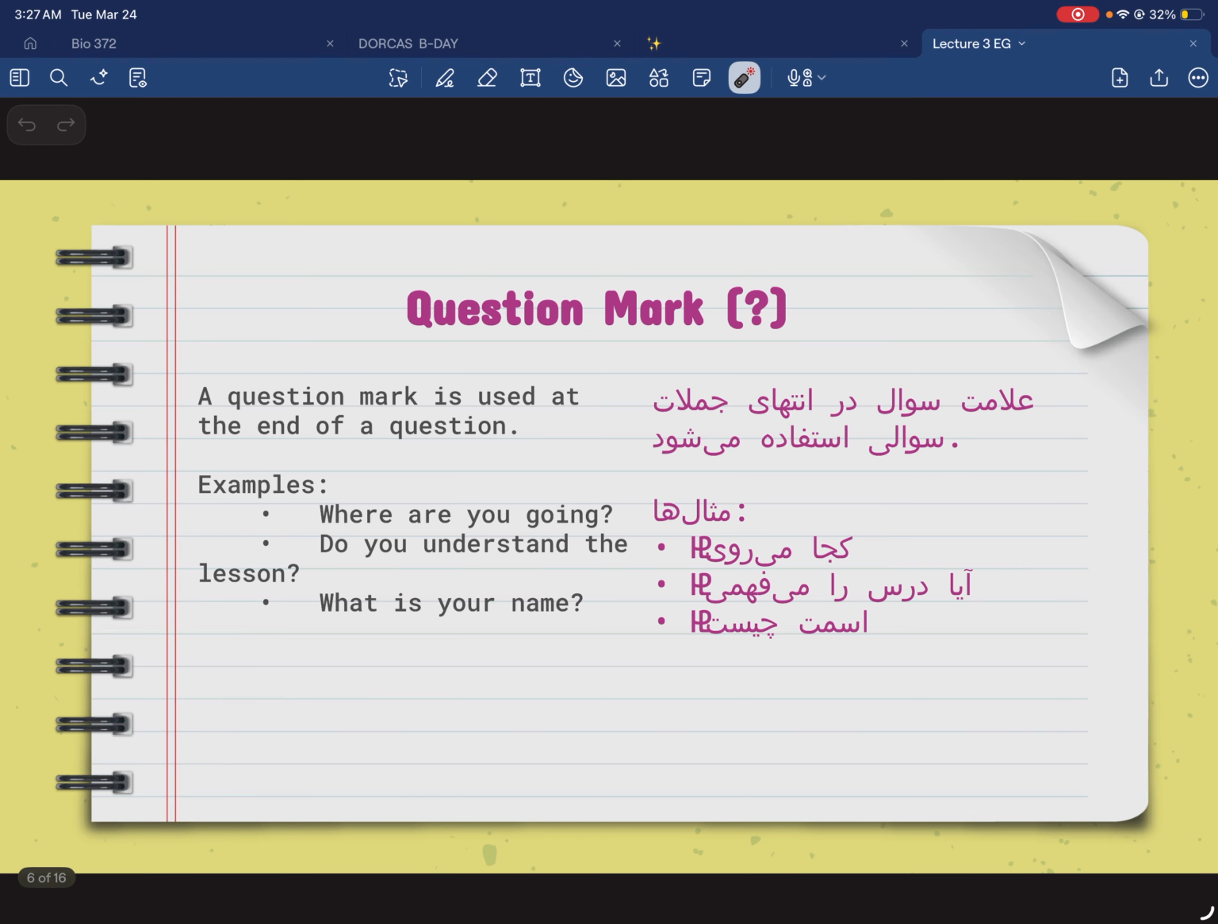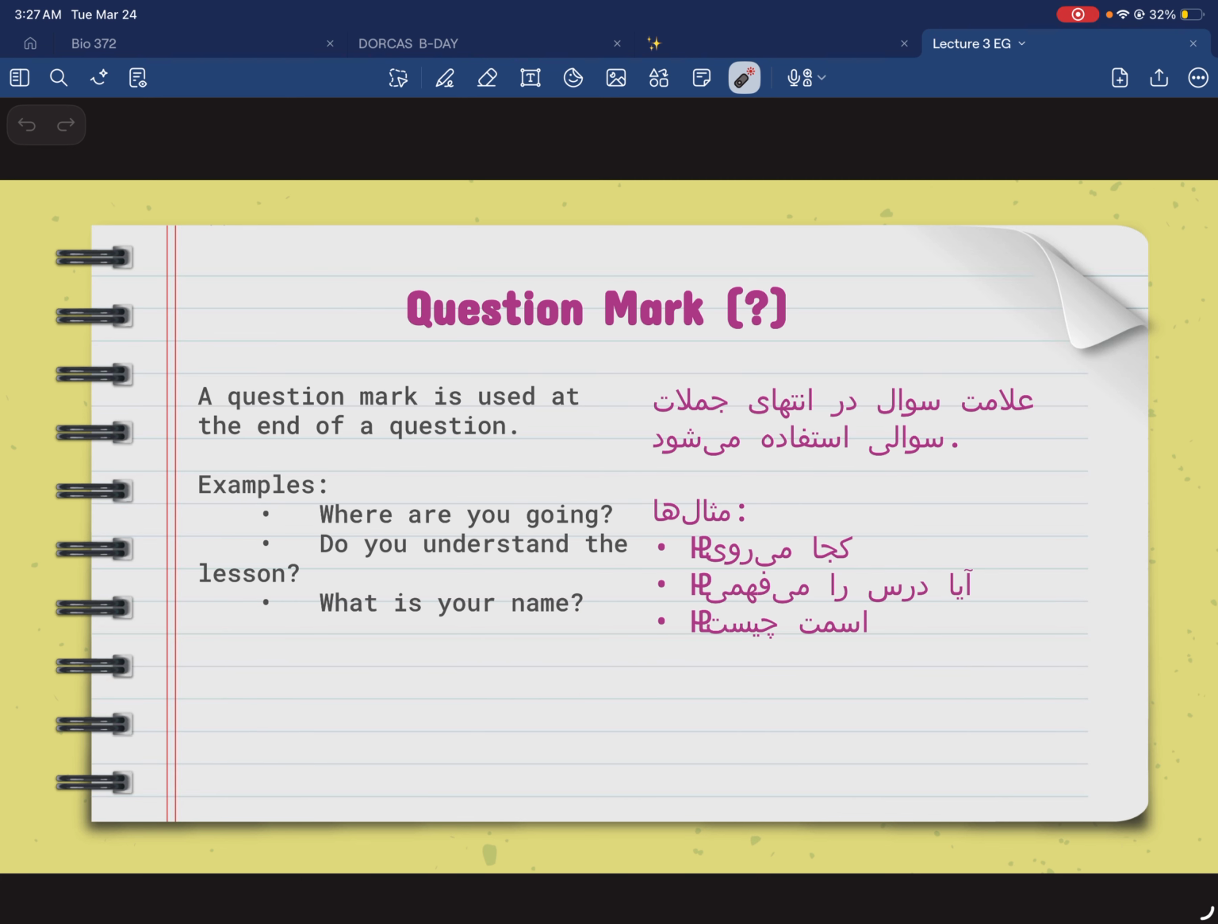The next thing that we're going to learn about is question marks. A question mark is used at the end of a question. So if I ask you a question like, where are you going? If I'm going to write this down, where are you going? I'm going to end it with a question mark. This shows that this is a question. Do you understand the lesson? Question mark. What is your name? Question mark.